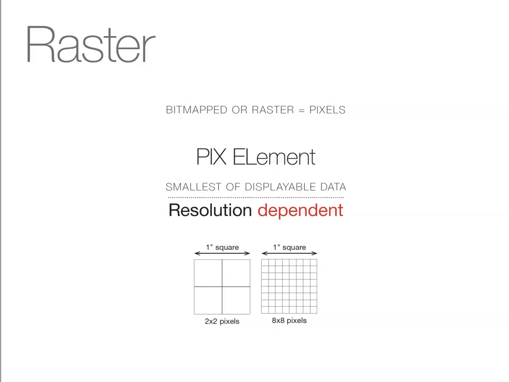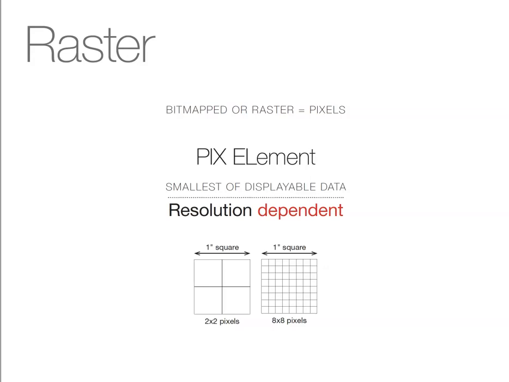Raster, the simple definition is raster equals pixels, okay? And we're going to talk about resolution at another time. But for right now, let's just talk about the pixels in a raster file. A pixel is a picture element, and it's the smallest amount of displayable data. Now, a bit was the smallest amount that it can understand. The smallest it can display is a pixel.